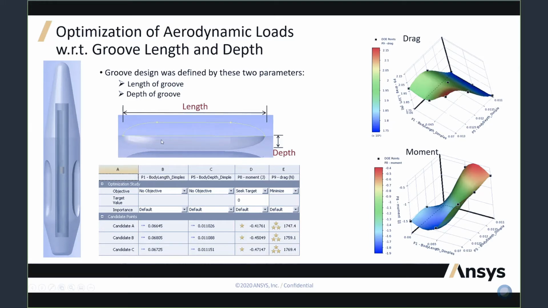Finally, the last item here, we wanted to look at the optimization of aero loads with respect to the groove length and depth. So we want to optimize the shape of these grooves on the external surface. So what we did is parameterize the model using the length and the depth as two different variables. And then we conducted a DOE experiment on that, where we can see the results on the right-hand side, showing the drag and the moment as the direct results. And then from this, we can down select the optimal design based on the constraints that we have.